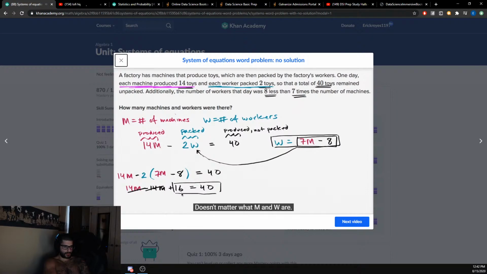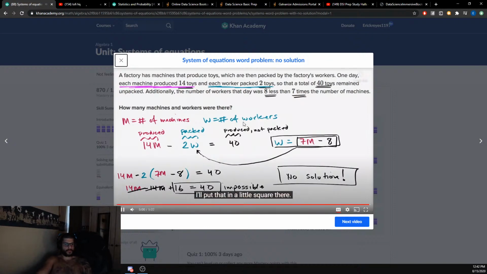It doesn't matter what m and w are. In fact, m and w have been eliminated from this equation. This is impossible, for 16 to be equal to 40. And because of that, there are no solutions to this. There's no m and w pair that matches the constraints they gave us. So there is no solution. No solution. I'll put that in a little square there.